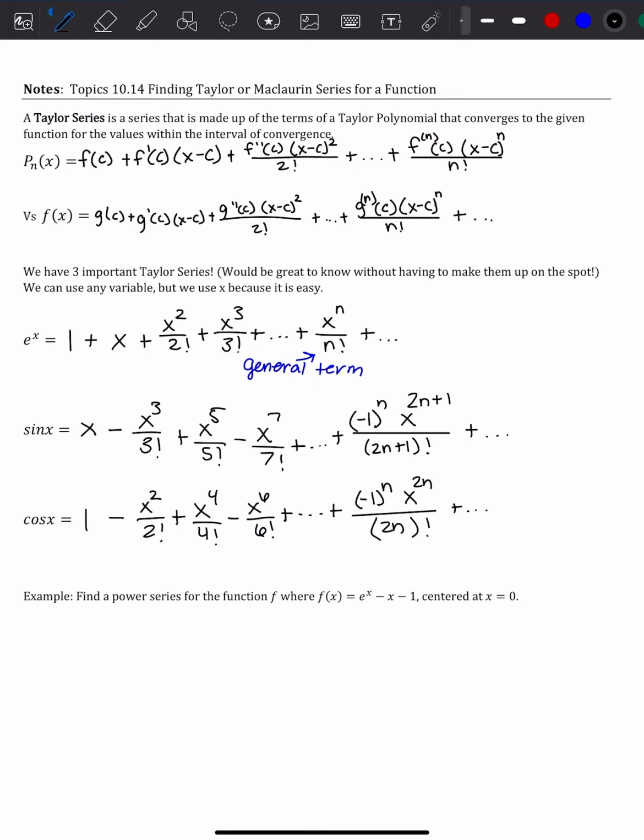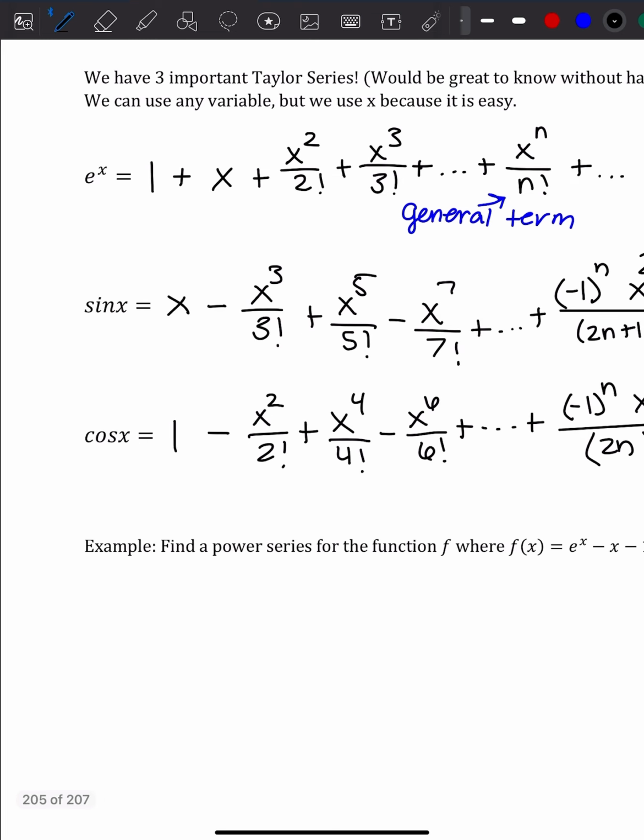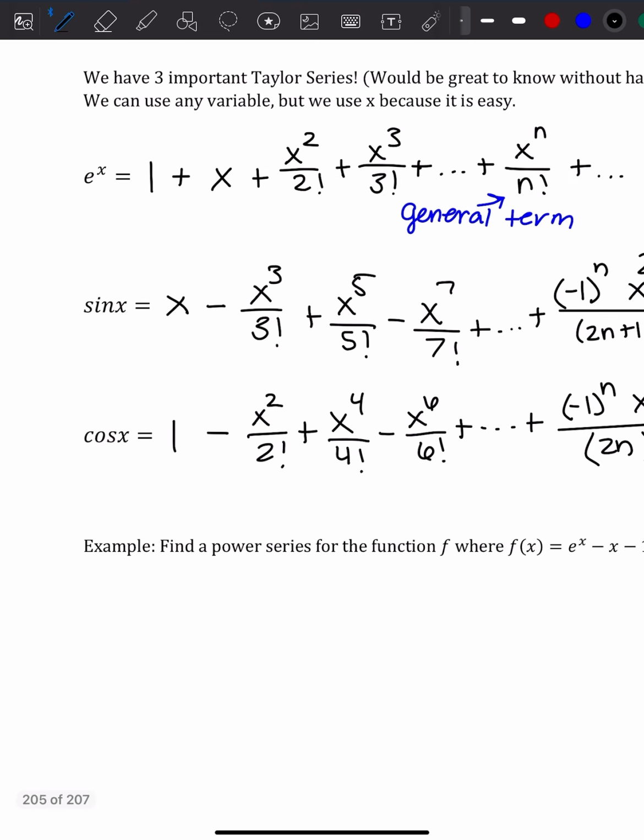Okay, so our first problem here: find a power series for the function f, where f of x is equal to e to the x minus x minus 1. A power series is another way to talk about a Taylor series. They're called power series because we're dealing with x to a power. The first thing we want to remind ourselves is that centered at 0 means that we don't need to change the x's at all in our form.